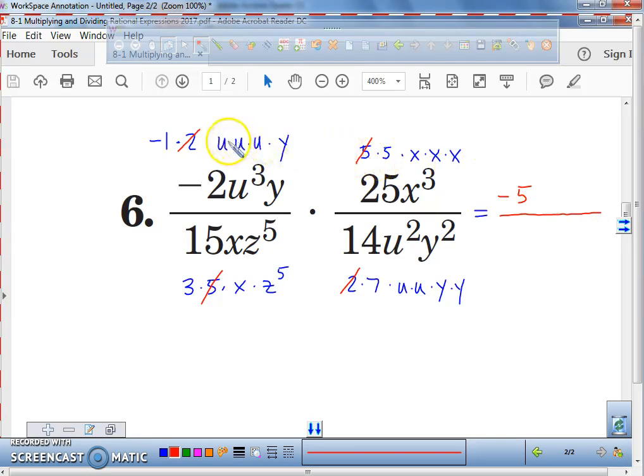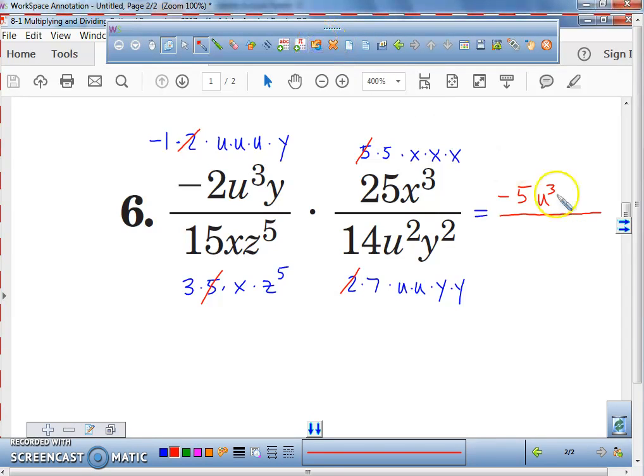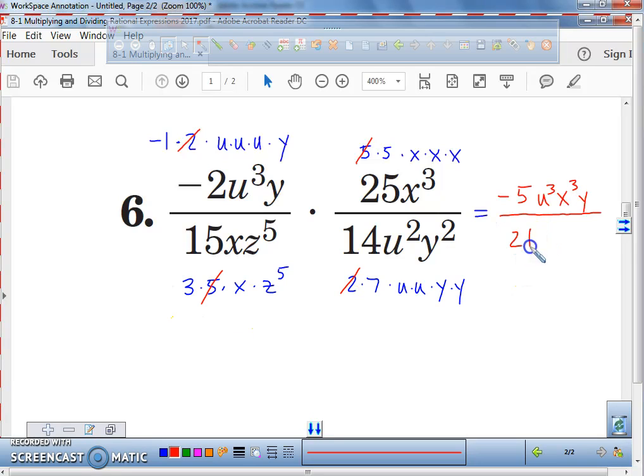Let's put all our u's and x's and y's together. How many u's do we have? We got u cubed, got a y, but you know what? Let's do alphabetical. Got an x cubed and a y. What numbers do we have left in the denominator? 3 and 7. What's that? 21. See here. I got a u squared, right? Got an x.